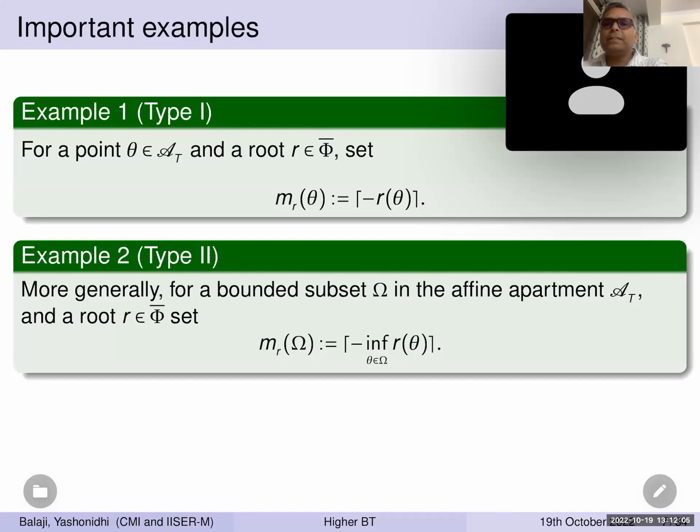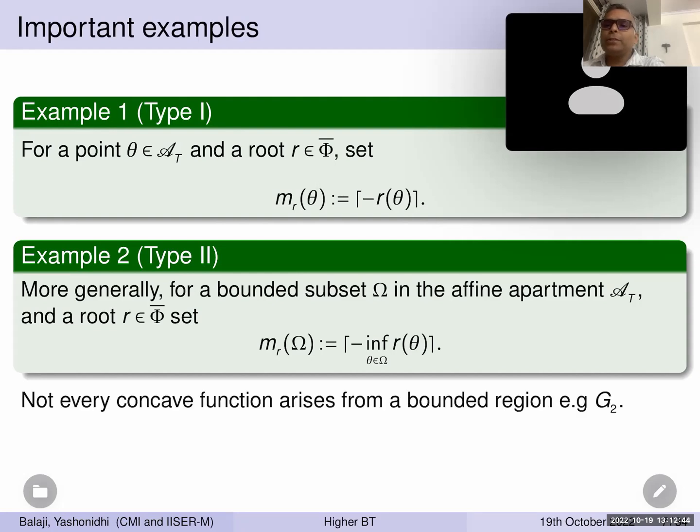The second example is type 2. More generally, for a bounded subset omega in the affine apartment A_T and a root r in phi bar, set m_r(omega) as the ceiling function of the negative of the infimum of r(theta) as theta varies in omega. Notice again that when r is 0, then m_r(omega) takes values which are in agreement with our assumption.